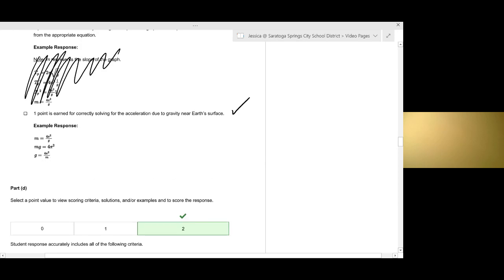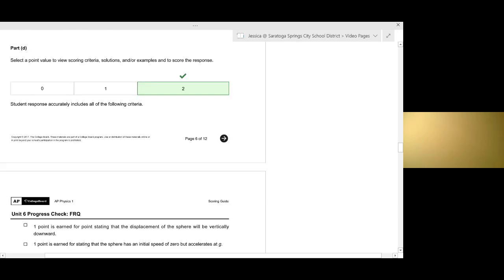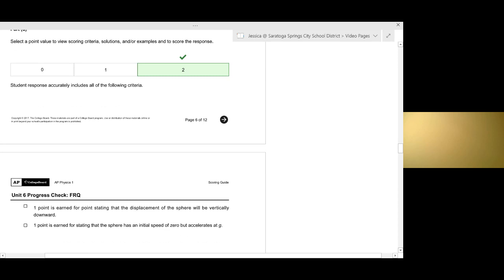Okay, and then part D. Let's see. So I get 1 point for stating the displacement of the sphere will be vertically downwards. I did that. And 1 point for stating that the sphere has an initial speed of 0 but accelerates at g. I did that.